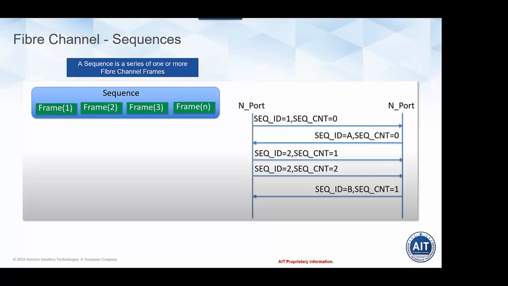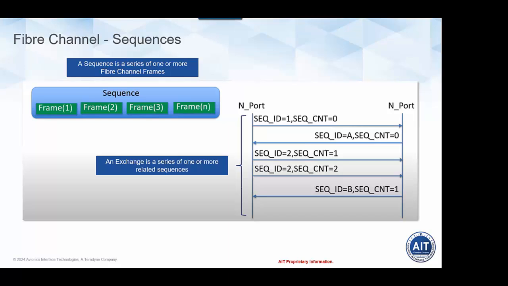As I said, a sequence is a series of one or more Fibre Channel frames. And then an exchange is a series of one or more related sequences. So here you can see you have an initial sequence. The originating end port gives that sequence a sequence ID of 1 and then a sequence count of 0. So it's only a one frame sequence.